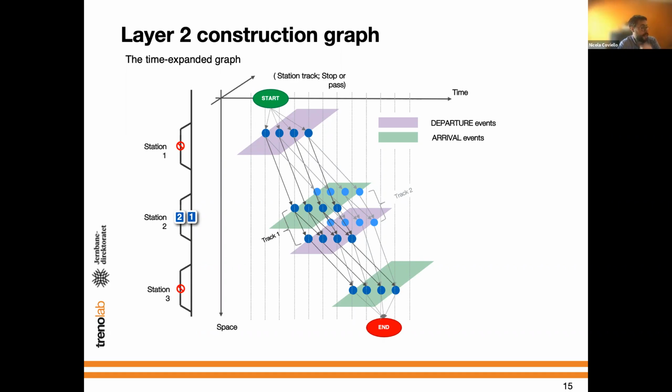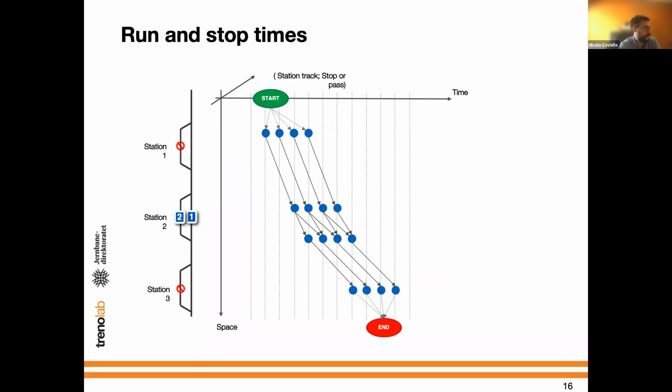Then, as you can see, we introduce the variable stop timing in stations or run time in line sections by having several edges exiting a single node. In this case, we model in station 2 a stop time which can vary between a minimum and a maximum value, as well as a run time which can vary between a minimum and maximum value in a given line section.